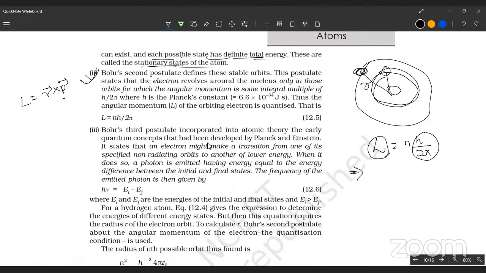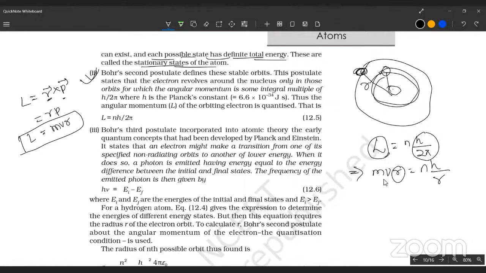It revolves at, let's say, distance r. So you write it as rp if they are perpendicular to each other. So simply rp, or you can say p is mv, so simply L is mvr. Only those orbits are possible whose mvr, or angular momentum, is nh by 2 pi.